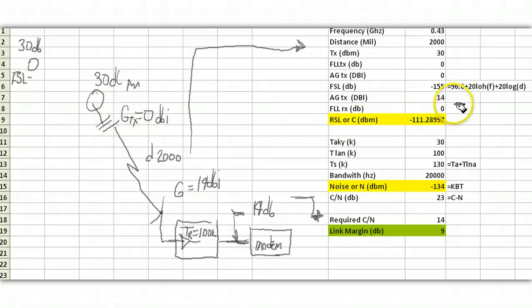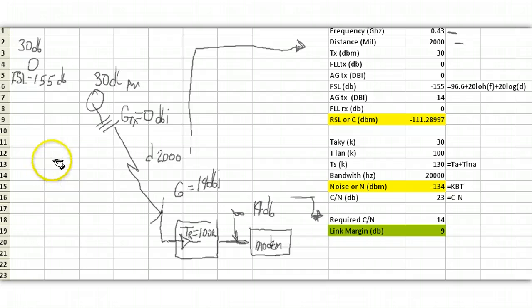And from previous videos, we learned that the free space loss is a function of some constant plus 20 times the log of the frequency in gigahertz, and that's this quantity right here, plus 20 times the log of the distance d in miles, and that's this distance here. So if you plug those numbers in, it turns out that you lose 155 dB at this point.